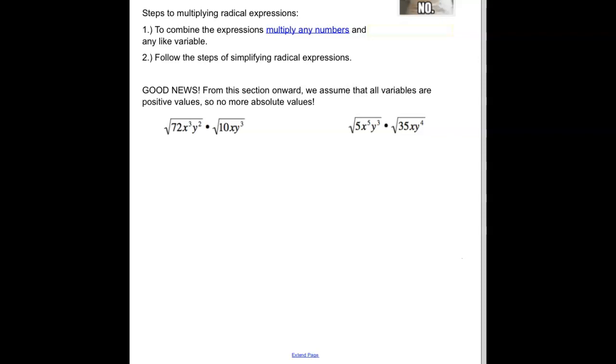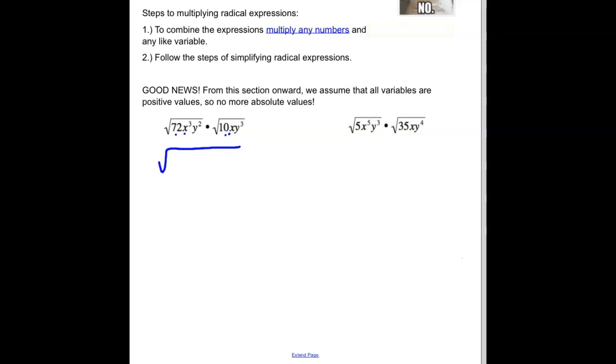And the reason we would do that is 72 is not perfect, 10 is not perfect. We have some x's here, we have some x's there, same with the y's. So it's easier if it's all back together, and then we can break it up in a better way. So we're going to put this all under one big square root symbol.